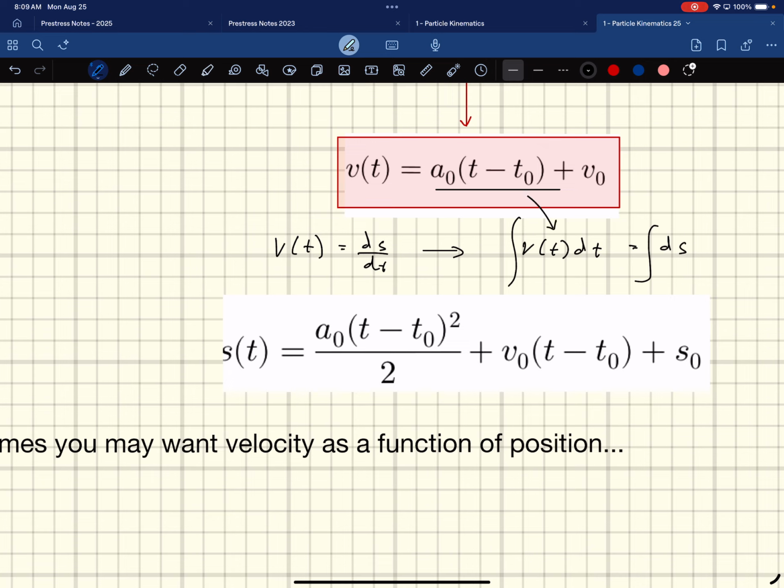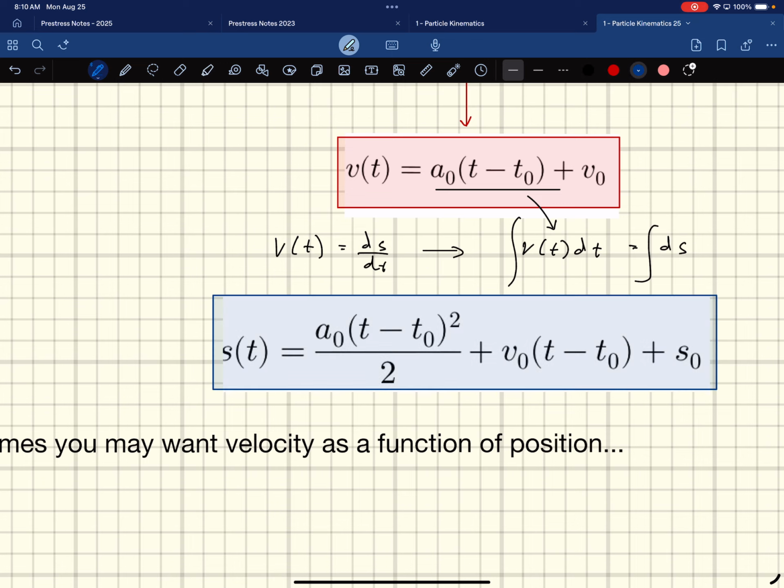And so if you took the integral of a times t minus t naught, then you'll get a times t minus t naught squared over 2, right? And take the integral, and then you'll have some other components too. This v naught, it'll be v naught times t, right? So this right here is just the integral of this, right? That equation should look familiar to you. That is an equation from physics. So now I have my position as a function of time for constant acceleration.